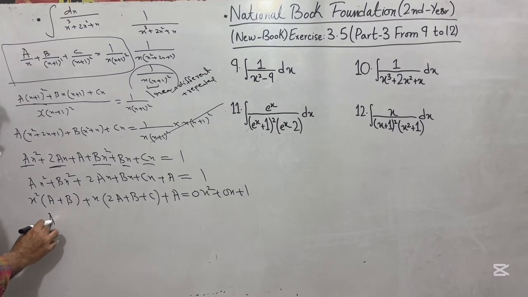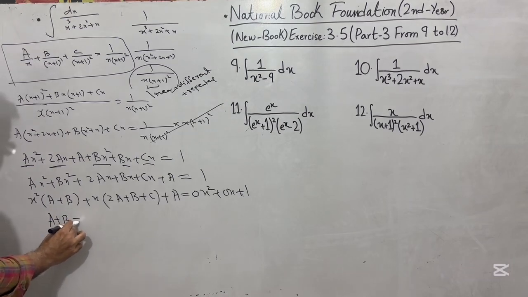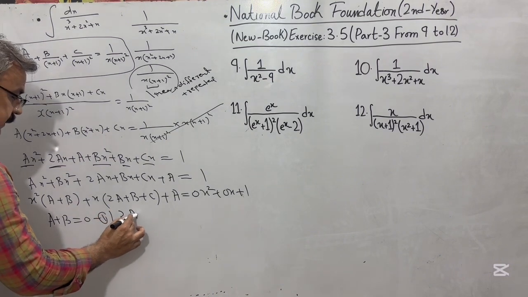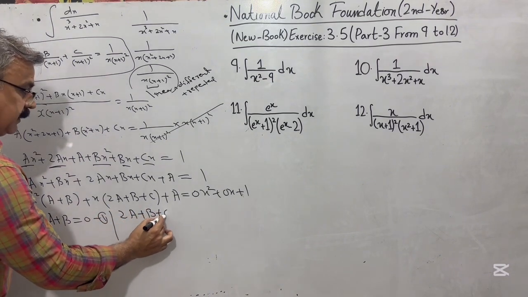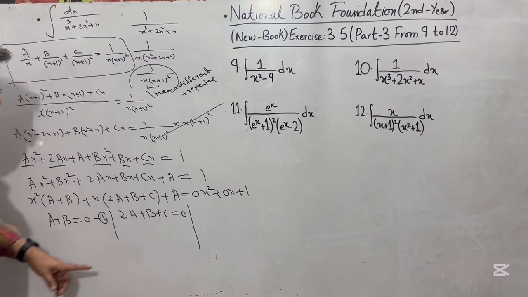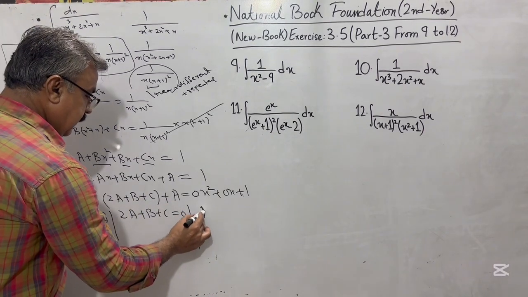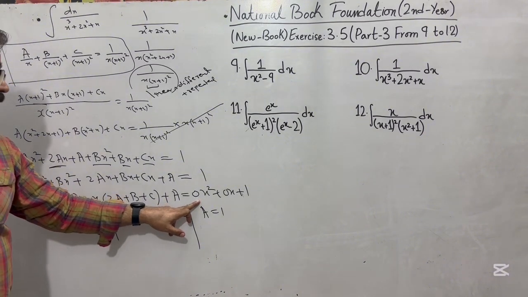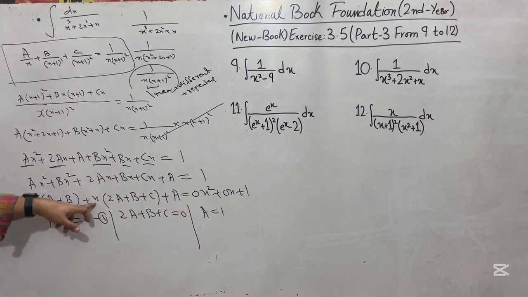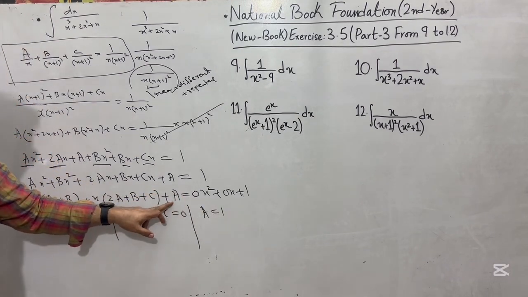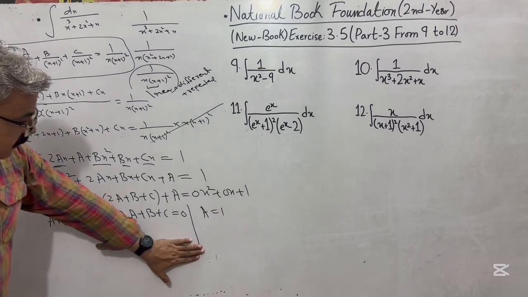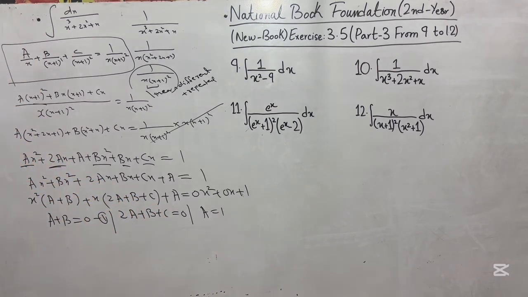So on comparing, a plus b is equal to 0, equation number 1. Equation number 2 is 2a plus b plus c is equal to 0, and a is equal to 1. We have compared the coefficients. Coefficient of x square is equal to coefficient of x square. No x square means 0. Coefficient of x is equal to coefficient of x. No x means 0. And constant is equal to constant. By mere stroke of luck, we have a direct value, a is equal to 1.